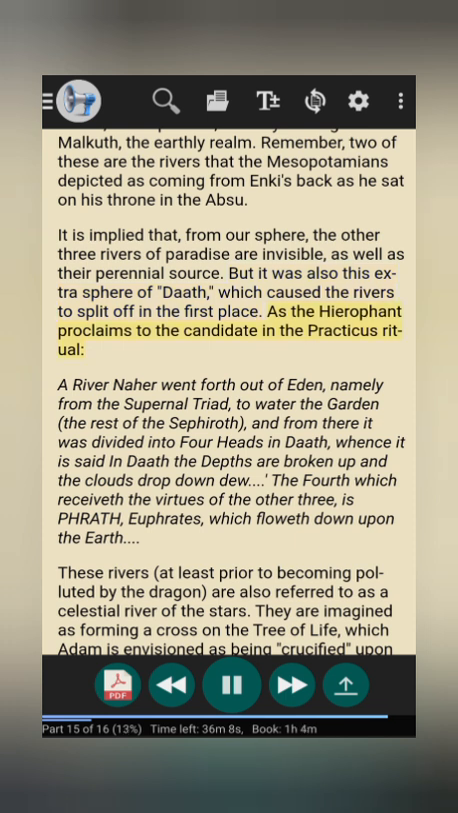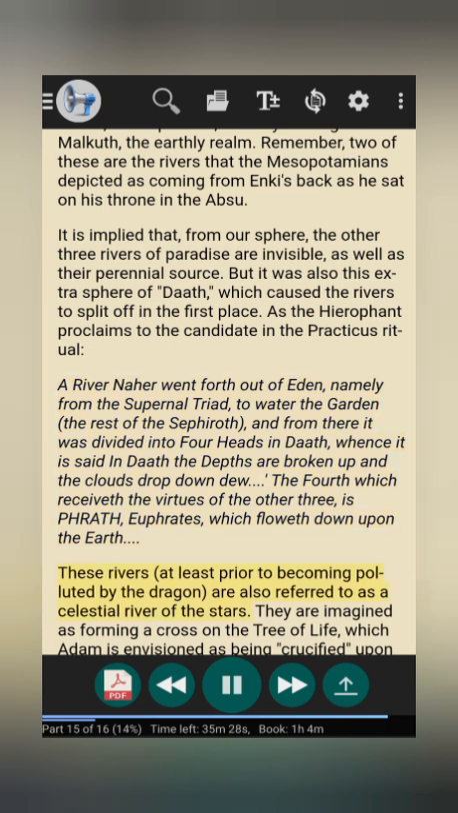As the Hierophant proclaims to the candidate in the Practicus ritual, "A river Neher went forth out of Eden," namely from the supernal Triad, "to water the garden," the rest of the Sephiroth, "and from there it was divided into 4 heads in Dath, whence it is said, 'In Dath the depths are broken up, and the clouds drop down dew.' The 4th, which receiveth the virtues of the other 3, is Phrath, Euphrates, which floweth down upon the earth."